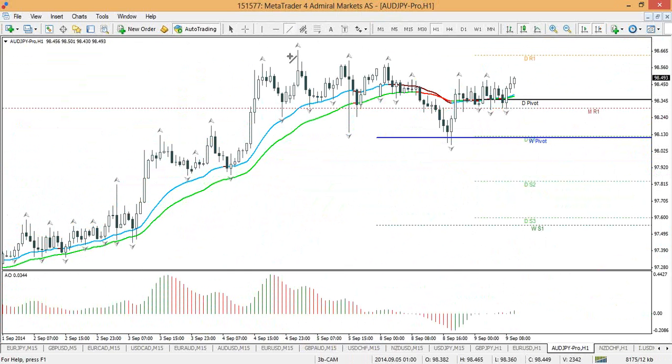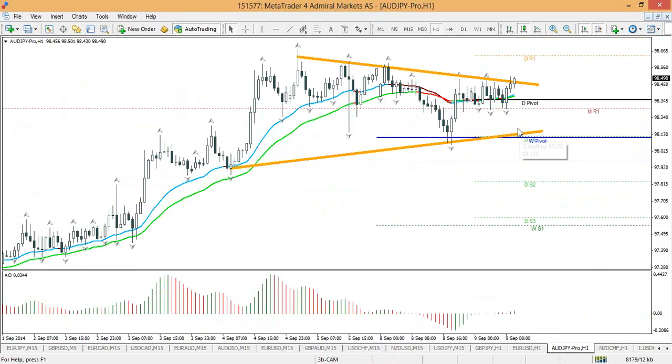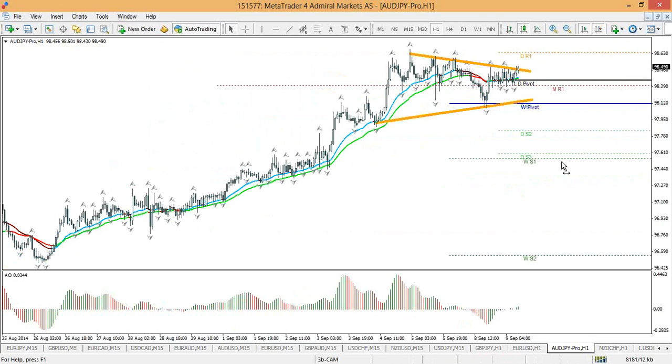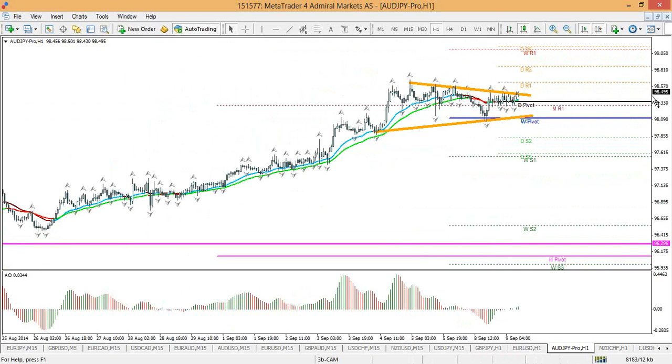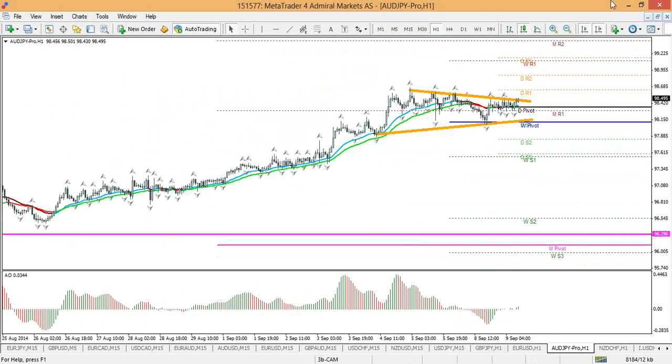And yeah, it looks like we're in a triangle, and it looks like we're potentially breaking out of that triangle. So that looks like a potential bullish one. We got engulfing twins right here at the daily pivot point. So that looks pretty good to go for a potential bounce or break.